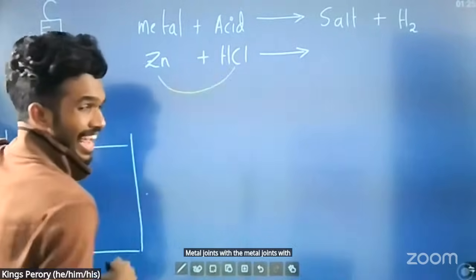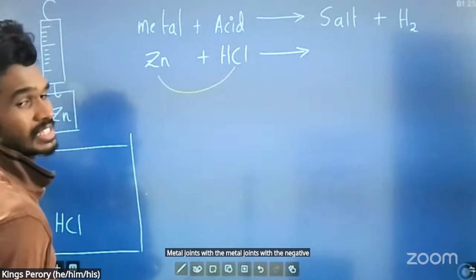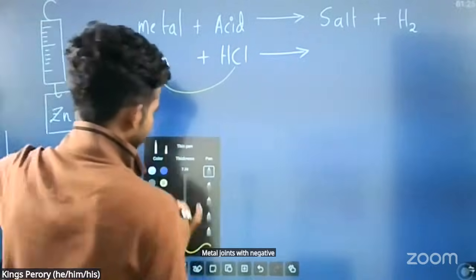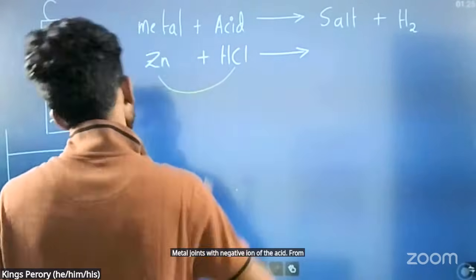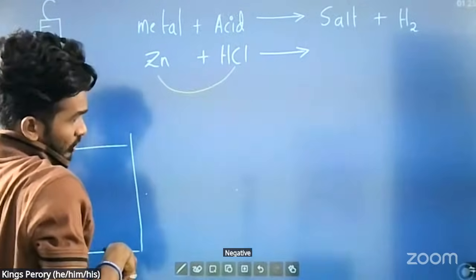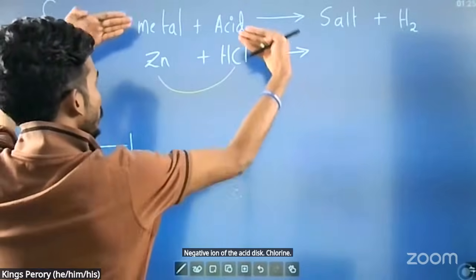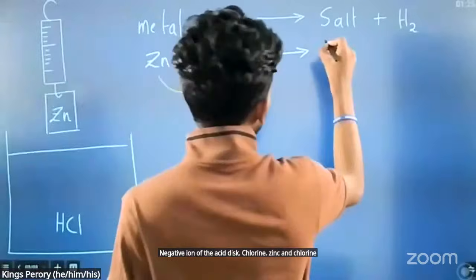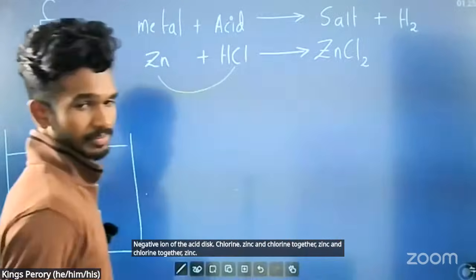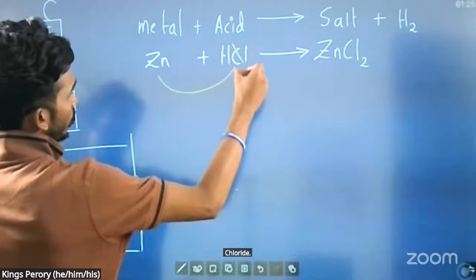Metal joins with the negative ion of the acid. From there you get the salt. Metal is zinc. Negative ion of the acid is chlorine. Zinc and chlorine together, zinc chloride.